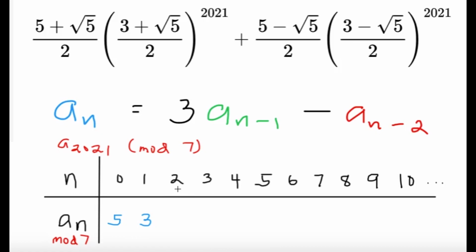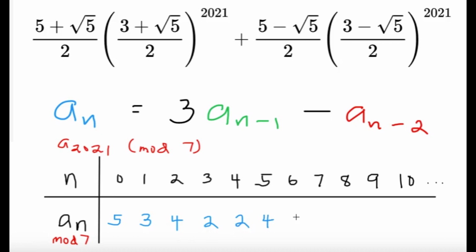To get a sub 2, it's 3 times the previous term minus the term a sub n minus 2. So a sub 2 is equal to 3 times a sub 1 minus a sub 0. That's equal to 3 times 3 minus 5, that's 4. So 4 is 4 mod 7, so we can just write 4 for that. And all we have to do is continue the pattern. Now if n equals 3, it's 3 times 4 minus 3, that's 9. Under mod 7, that's going to be 2. To get a sub 4, 3 times 2 is 6, minus 4, it's going to be 2.